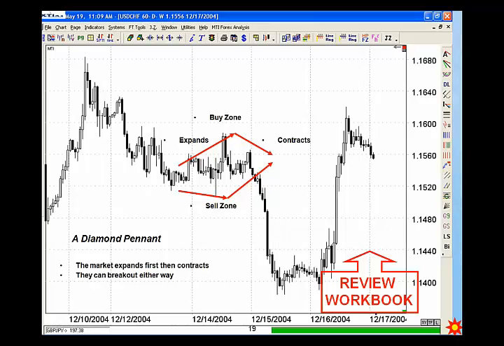And we see it here, for example. This is a clear example where the market was expanding, and then it contracted, and it broke this trend line, and this would have been our sell signal, this bearish candle, to go short. You want to review this in your workbook.